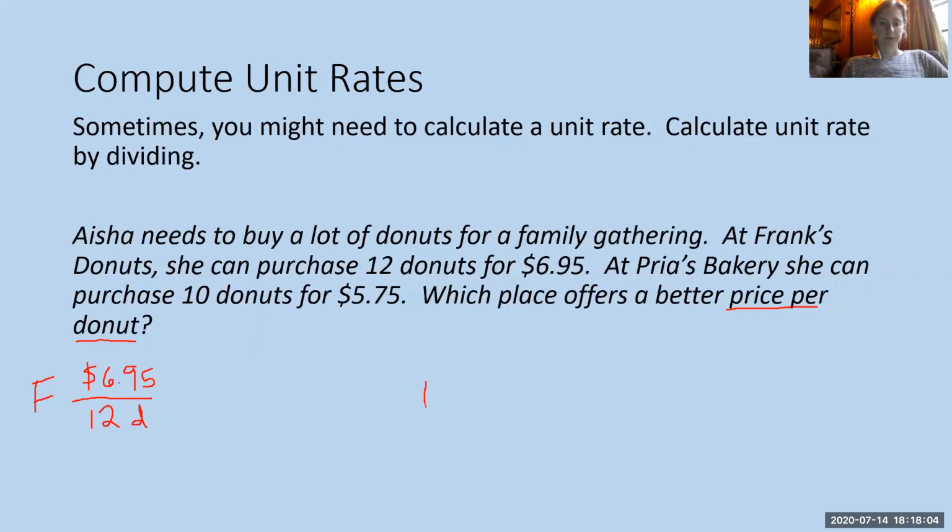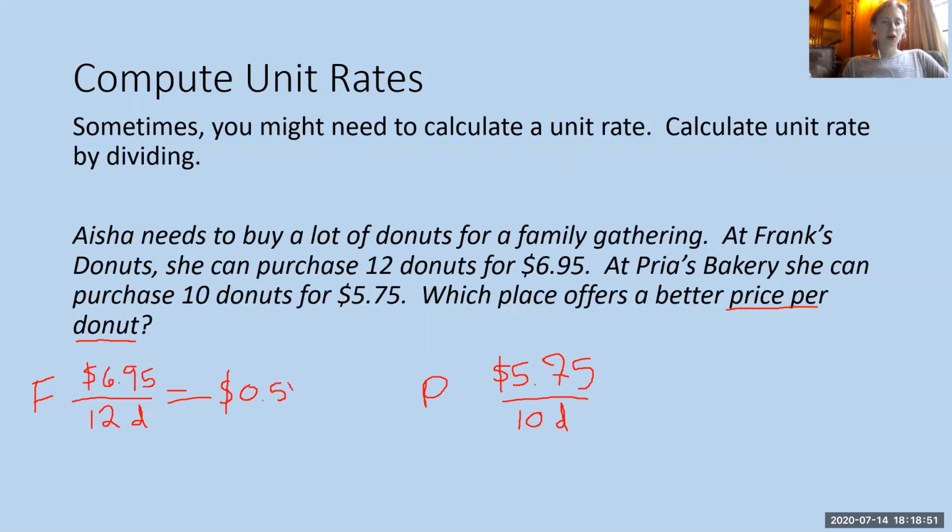And then at Priya's, we've got $5.75 for 10 donuts. So if we want to figure out the price per donut, we would divide. So when I do 6.95 divided by 12 donuts, I get 0.579. It's a long decimal, so I'm going to say 0.579.